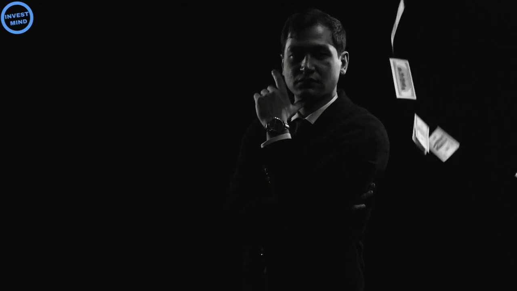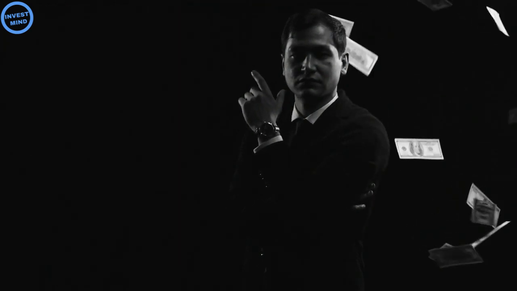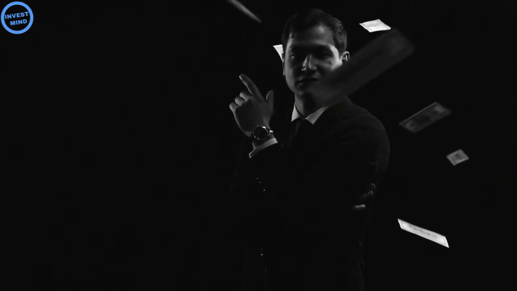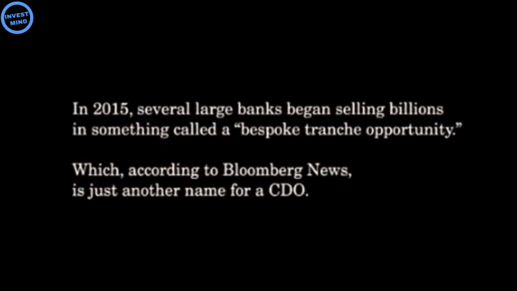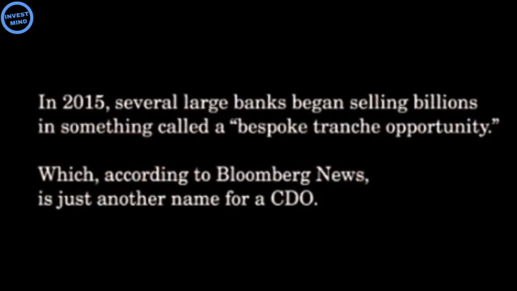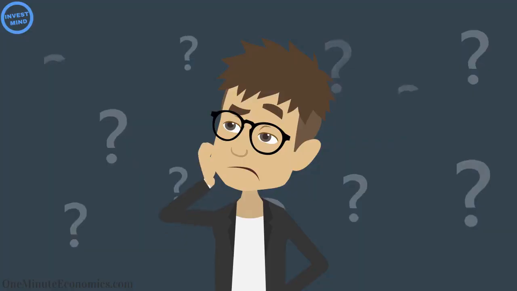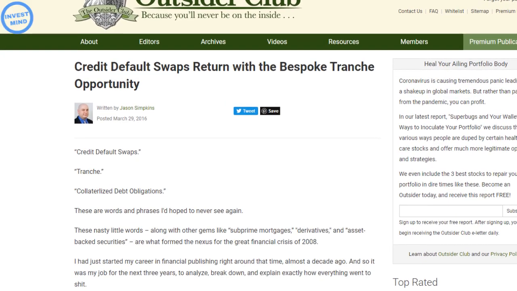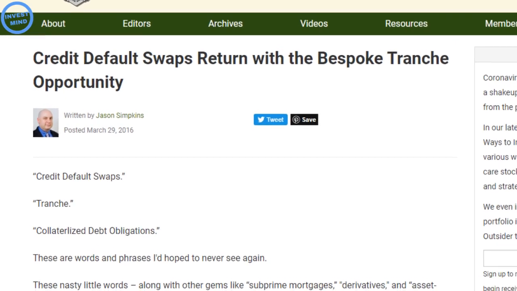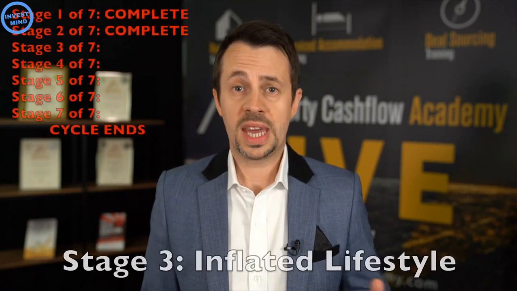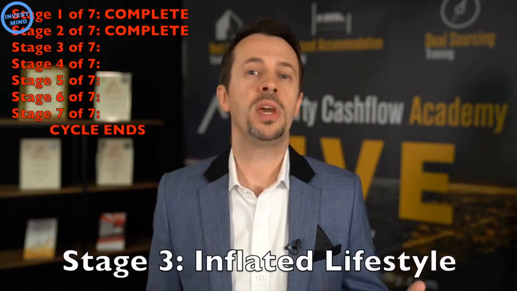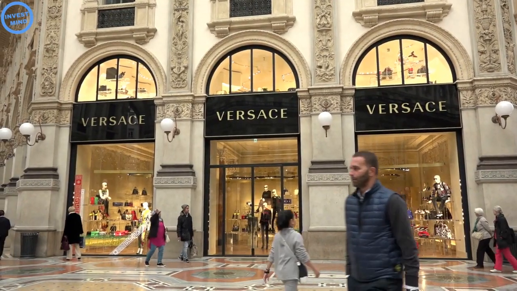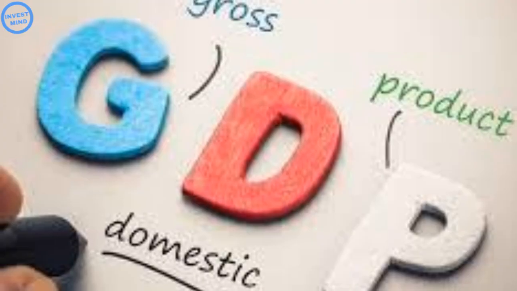But you know, these crafty bankers, they came up with another way to recreate the CDO. They called it BTO, a bespoke tranche opportunity. Very clever. If this wasn't crazy enough, banks then started to do swaps with other banks with these crappy bundles. Stage 3 was, of course, people living beyond their means and creating a bubble GDP.